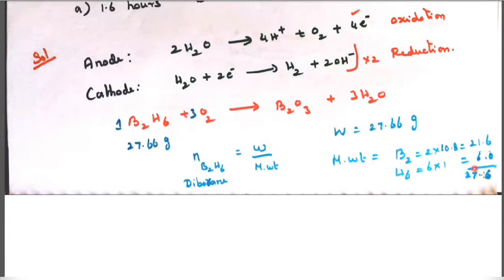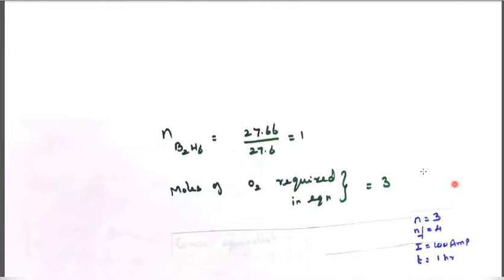Weight is 27.66 grams, and the molecular weight of B2H6, diborane, is 2 borons, and for 1 boron the atomic mass given in the question is 10.8. Hydrogen is 1. Multiplying, 2 into 10.8 is 21.6 and 6 into 1 is 6. By adding, we get 27.6. So the number of moles is 27.6 by 27.6, which is equal to 1.